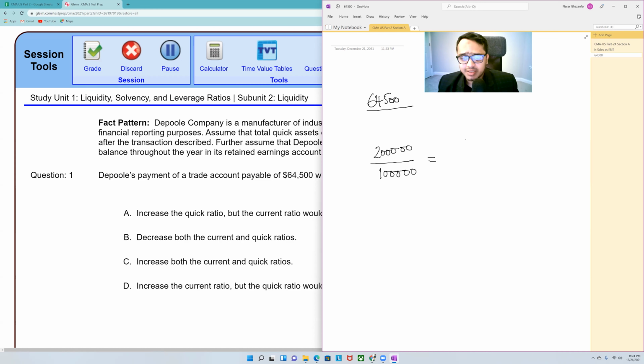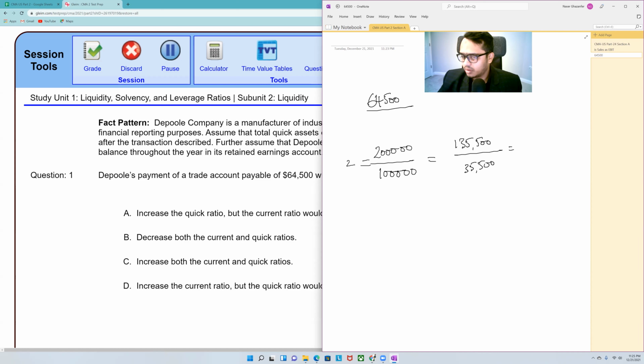And we have to subtract this 64,500. If you have a calculator, I'm just doing it on my phone. I'll calculate and see what it is. 200,000 minus 64,500 is 135,500. Suppose this is the quick ratio numerator. And this is 64,500 minus 100,000, which gives me 35,500. Okay, what is the ratio here and what is the ratio here? Here I guess it is 2 by 1. It's going to be 2.